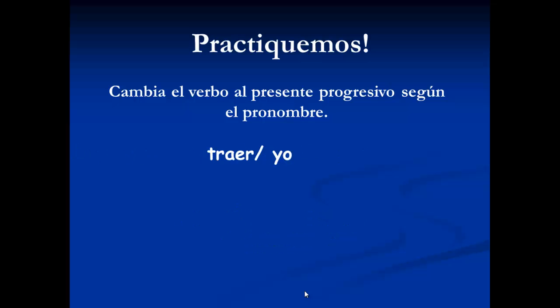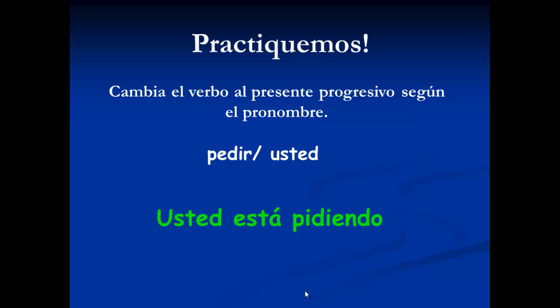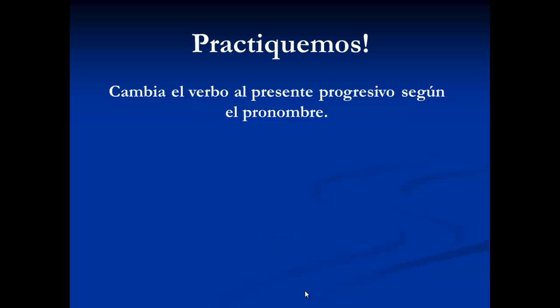Now we have traer and yo. So if you were to drop the ER off of it, the root ends in a vowel. So does that mean we have to just stem change or we have to make a spelling change? It does mean we have to make a spelling change, which means it's going to be estoy trayendo with a Y and not an I. And then we have pedir and usted, which is another stem changer. So it's está pidiendo. Then we have morir and nosotros, which is another stem changer. So the O goes to U, and it's estamos muriendo.